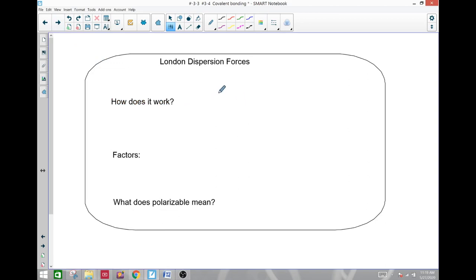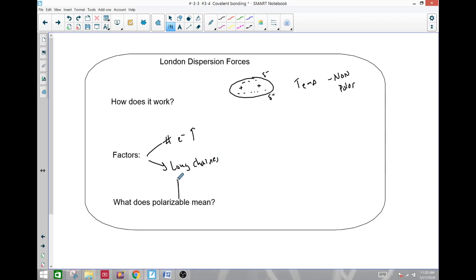Well, this is the theory behind it: we have an atom, and sometimes I call this a tippy canoe sort of idea. Because electrons are moving, we have more electrons on one side than on the other. Therefore this causes a temporary dipole. One side's partially negative, one side's partially positive. And because it's only temporary, it still is nonpolar. It's not going to help it dissolve in water, but it will let one of these guys stick to the other. The factors that affect this are number of electrons and long chains. The more you have of this stuff, the more polarizable you are.